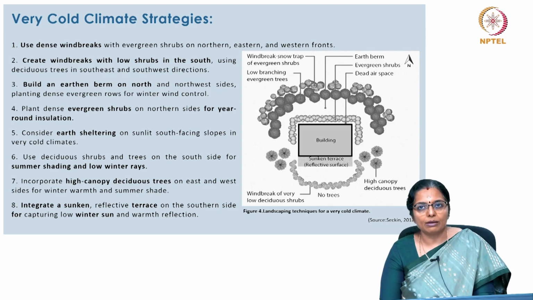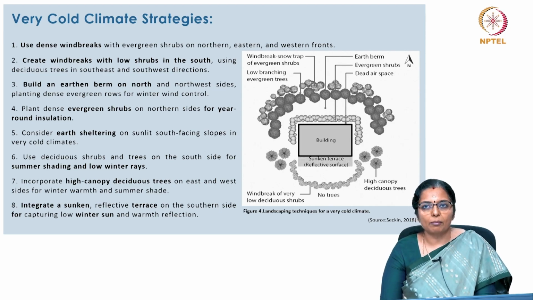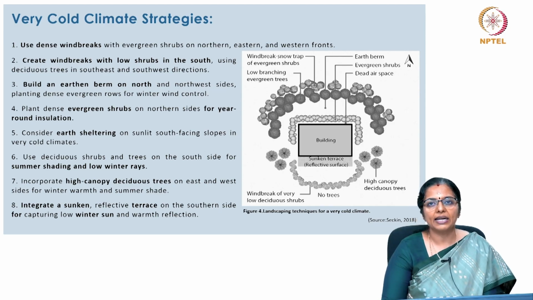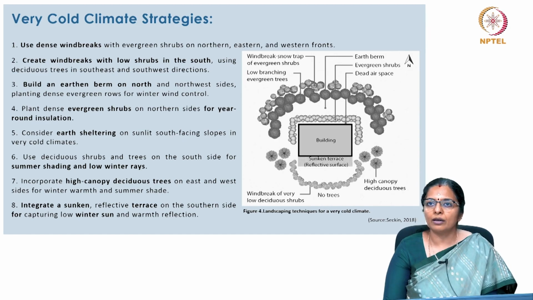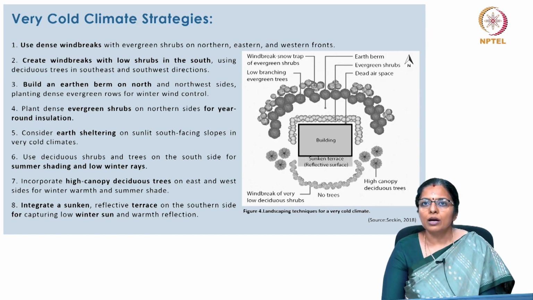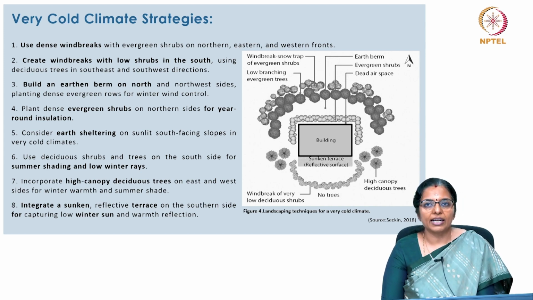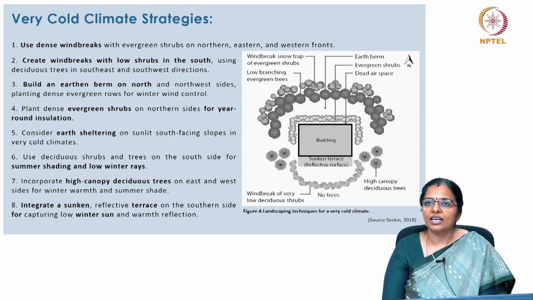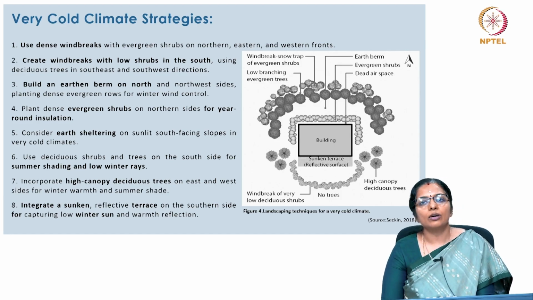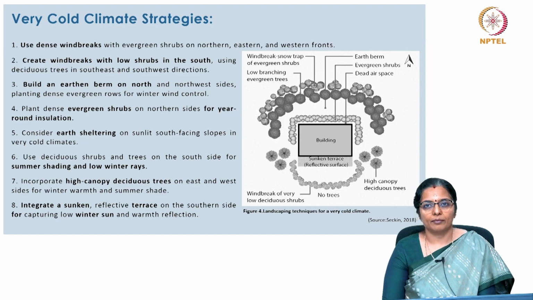Selecting deciduous shrubs and trees for summer shading and high canopy deciduous trees for winter warmth and summer shade optimizes environmental conditions. Additionally, integrating a sunken reflective terrace on the southern side captures low winter sun, thus enhancing warmth reflection.